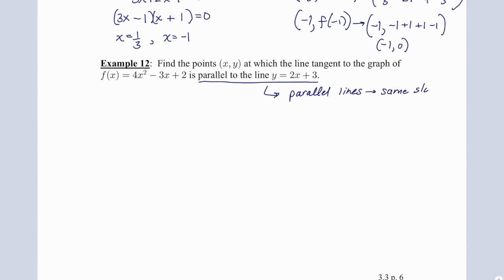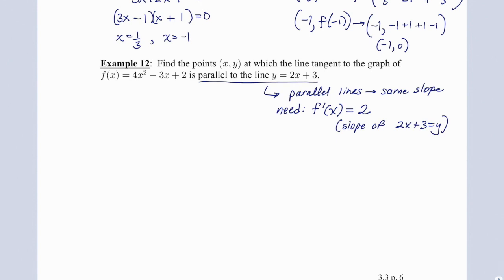So we want the derivative to be the same as the slope of this line because we want them to be parallel. So we want the derivative to be 2, from the slope of 2x plus 3. Remember, the derivative gives us the slopes of the tangent lines, and we want our tangent line to be parallel to the given line, so we want our derivative to be 2.